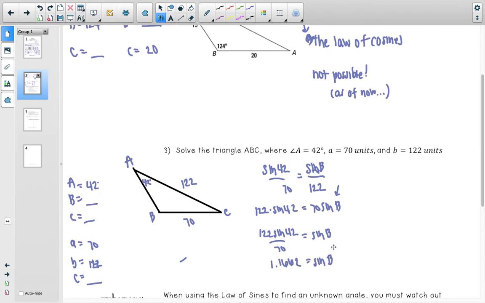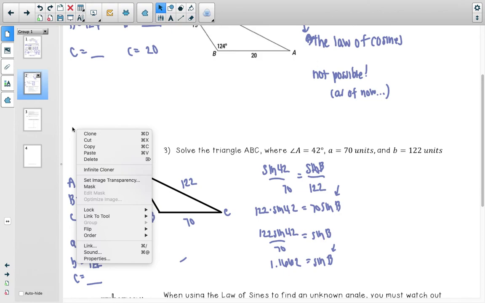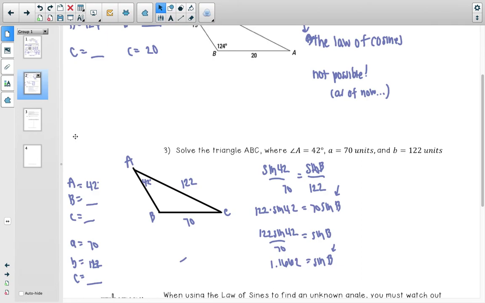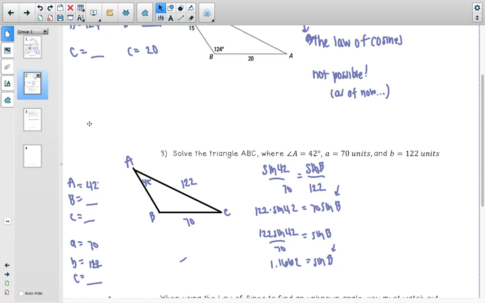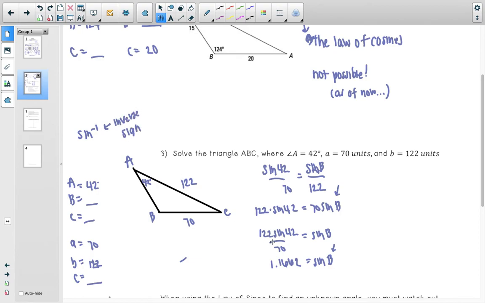So the question is, how do you find this angle? Well, there's something on your calculator right above the sine, right above the cosine, and right above the tangent. And I'm going to write it over here. Since I'm really bad at clicking this button on my pen, I'm sorry about that. There's something written like this right above the sine button. Well, that is inverse sine. And basically, it negates a sine.